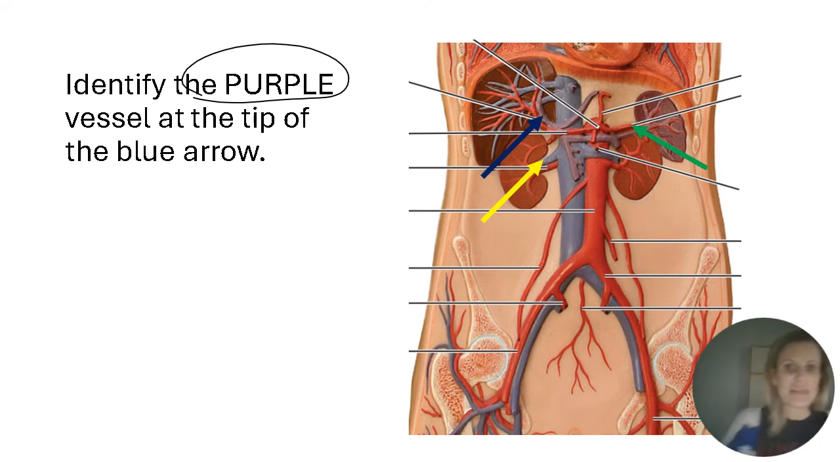Purple vessel at the tip of the blue arrow. Oop, I already did this one. The purple vessel at the tip of the blue arrow is just the hepatic portal vein. Right? Remember this purple one here is the hepatic portal vein. If I asked for the red vessel there, that's the hepatic artery or common hepatic artery.